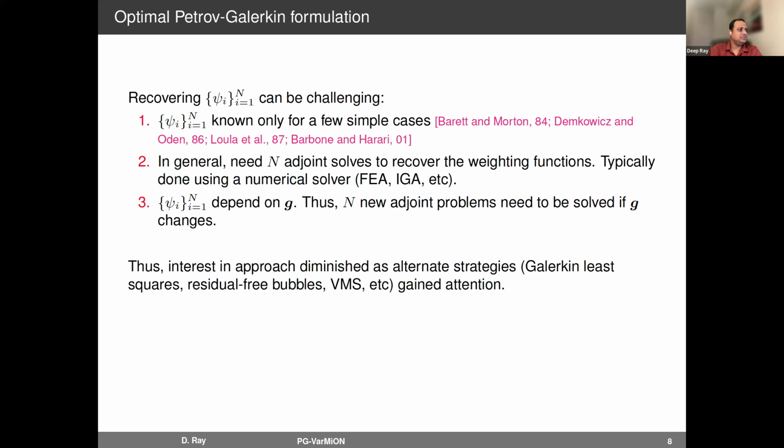So you would need to solve n adjoint solves to recover the weighting functions. And since closed form expressions may not be available, you typically have to use another numerical solver, like finite element or isogeometric analysis, to actually recover accurately what these psi's are, then plug them into your Petrov-Galerkin solver, and then recover the U bar. So yeah, is that a question?